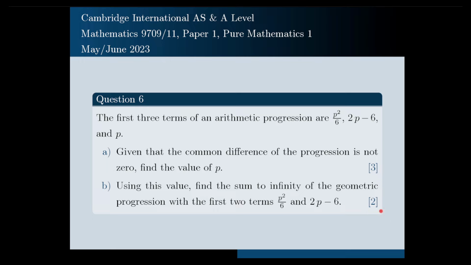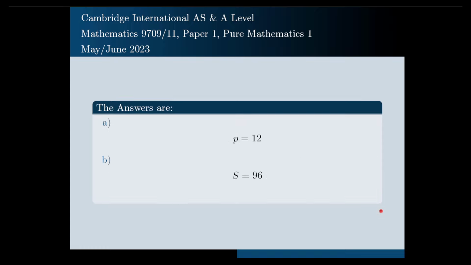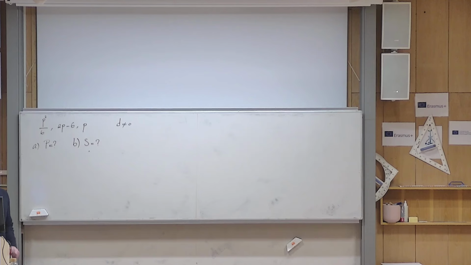It would be a good idea to pause the video at this point and try to solve the problem yourself first. If you do your calculations correctly, the answers for parts A and B are as follows. In part A, you will realize that p is 12. And in part B, you will see that S, the sum to infinity, is 96. Okay, now let us try to solve this problem together.